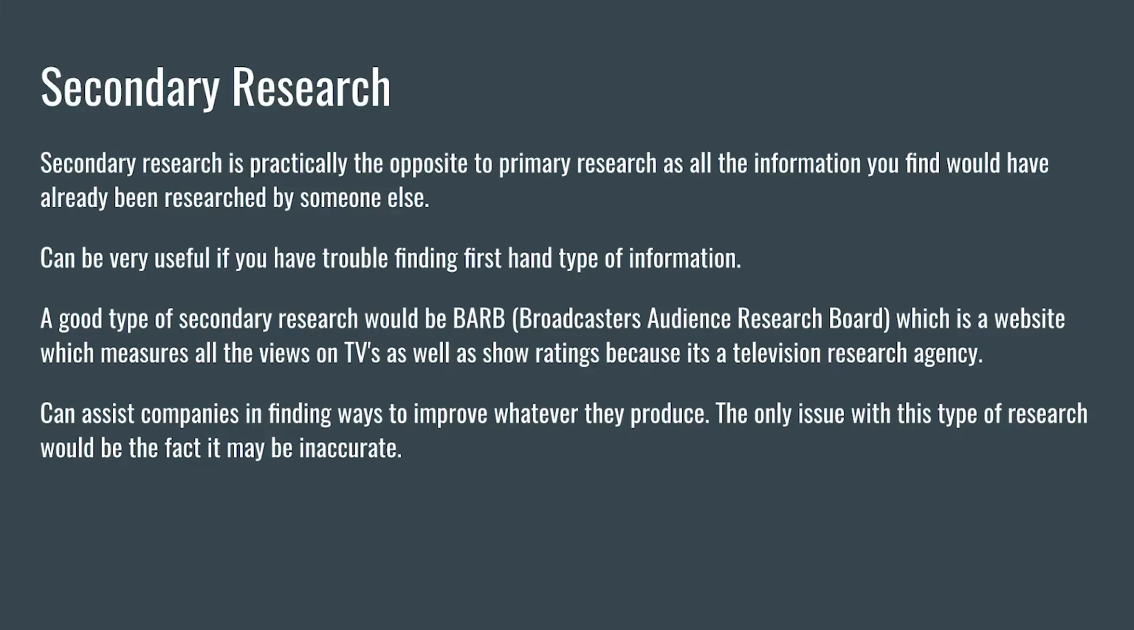Secondary research is practically the opposite of primary research, as all the information you find would have already been researched by someone else. This may be useful if you have trouble finding first-hand information. A good type of secondary research would be BARB, which stands for Broadcasters' Audience Research Board, which is a website which measures all the views on TV as well as show ratings, because it's a television research agency. They can assist companies in finding ways to improve whatever they produce. The only issue with this type of research would be the fact that it may be inaccurate.